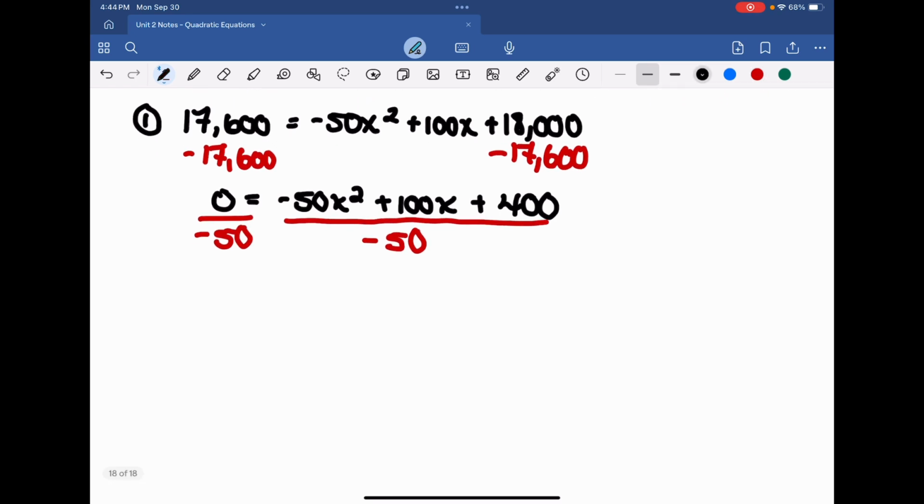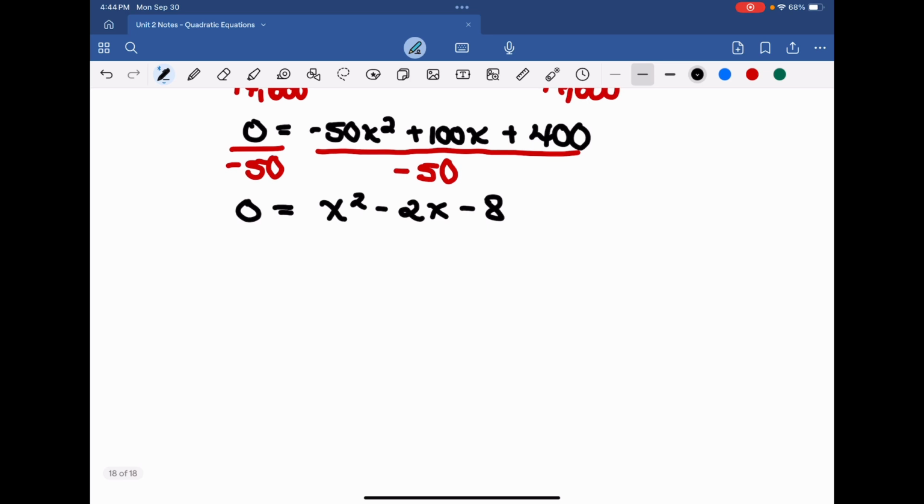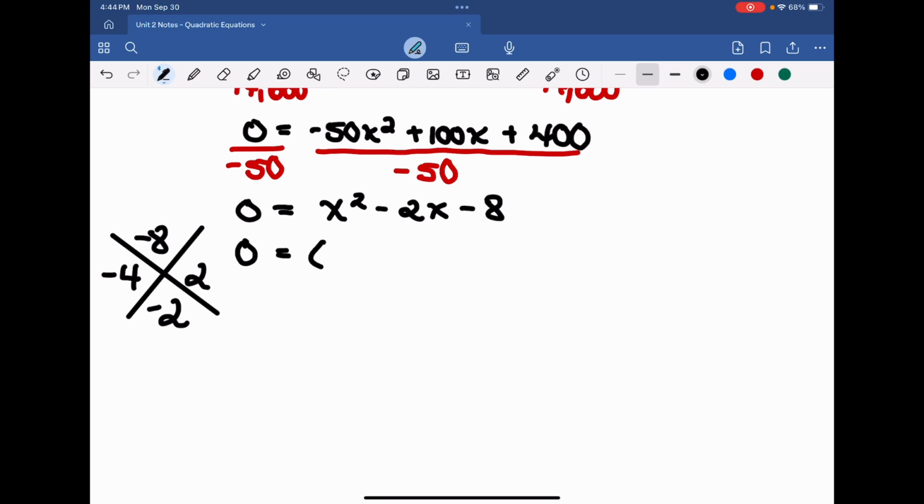to flip, but I'm also going to get a situation where it's 0 is equal to, we reduce this, 50 divided by 50 is just x squared, 100 divided by negative 50 is negative 2x, 400 divided by negative 50 is negative 8, and here's our new quadratic. Now, to factor this, we can do it by inspection because the coefficient is 1. We multiply to make negative 8, add to make negative 2. The two numbers that can do this for me are negative 4 and positive 2. So I'm going to rewrite this as 0 is equal to x minus 4 and x plus 2.